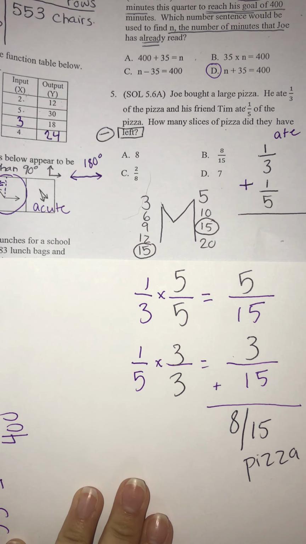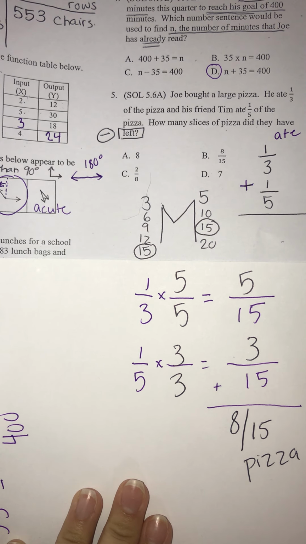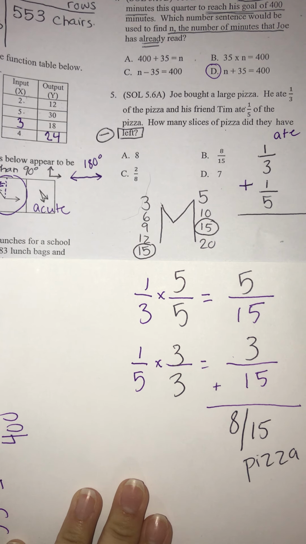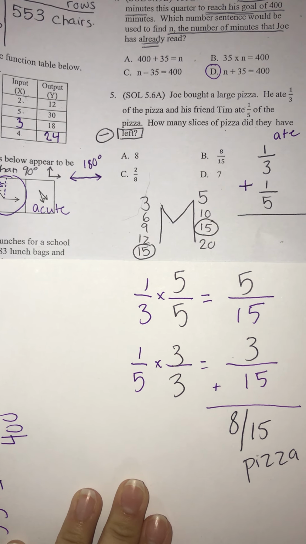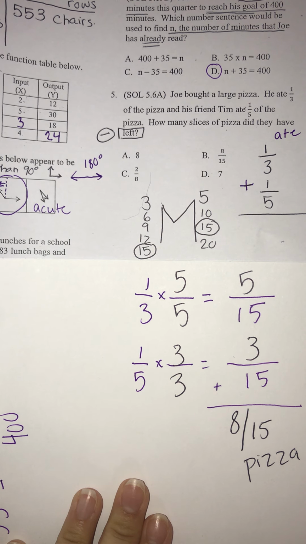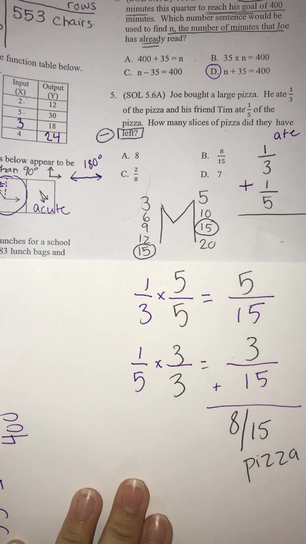Okay, so how many slices did they have left? So if you have 15 pieces and you eat 8 of them, how many do you have left? And it sounds like they have 7 pieces left.